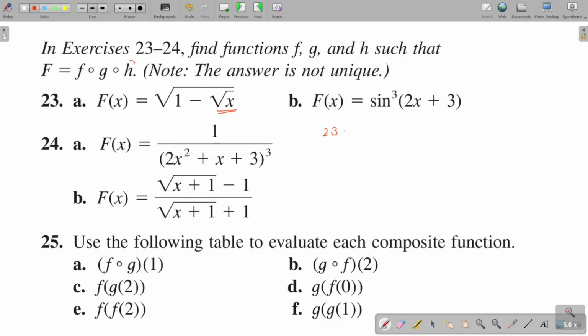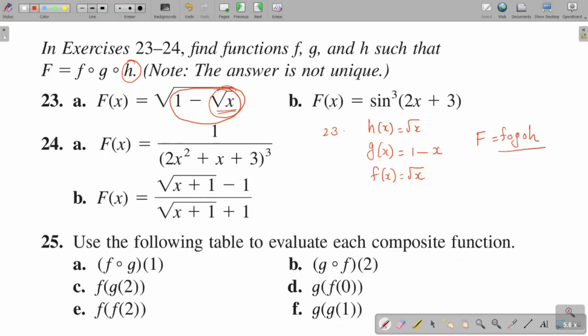You have to define the last function here, h of x, as square root of x. Then you have to define g of x, the second function, as 1 minus that quantity. That is, g of x is 1 minus x. You will consider this root x as x itself now. Now you have to consider this 1 minus root x as x, and you have to take the square root of that. That is, f of x is equal to square root of x. You may verify that capital F is equal to f composite g composite h.